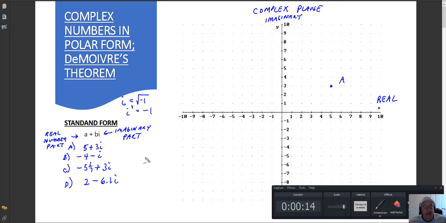Let's graph another point here, -4 minus i. It's almost like plotting points in the rectangular system, would be point B here. All right, C, -5 1/7 would be a little bit past 5 and then up 3 here. So I'll try to get real tight in here. Close enough for government work. -5 1/7, 3. And let's do point D here. I'm sorry. We'll go 2 and -6.1i would be about right there. All right, so this is just getting you familiar with graphing points in the complex plane.